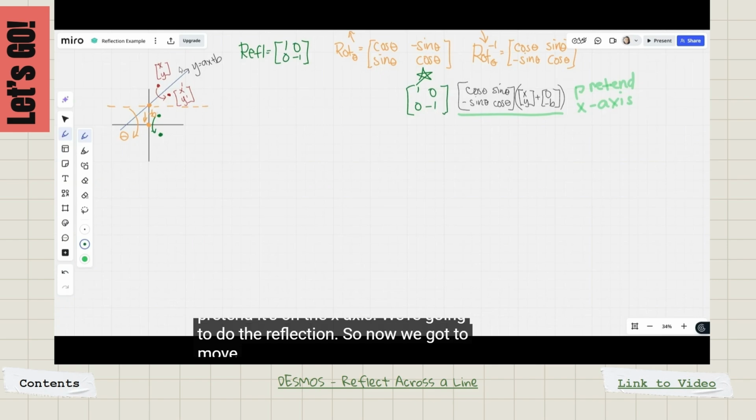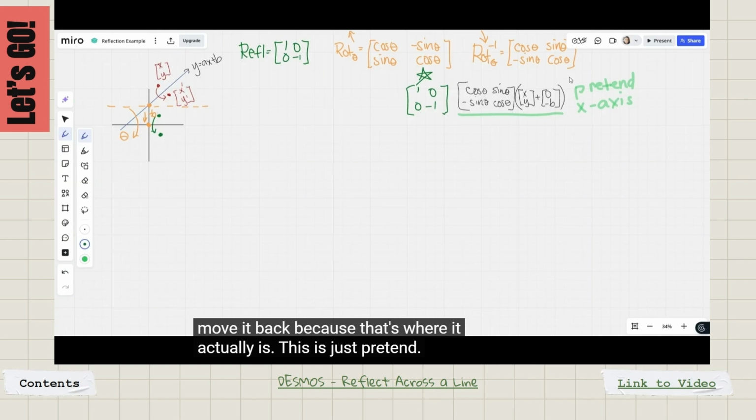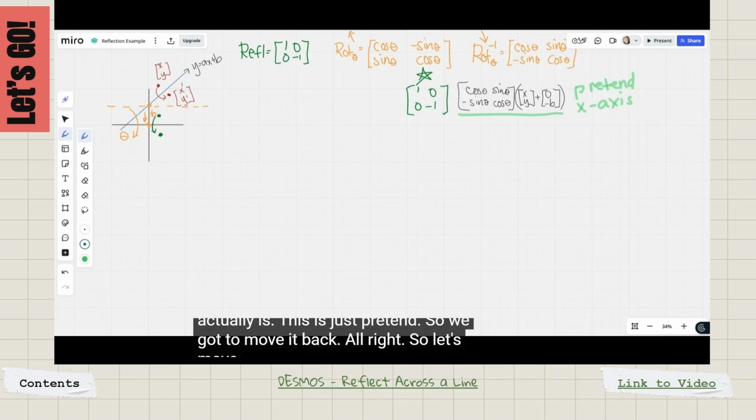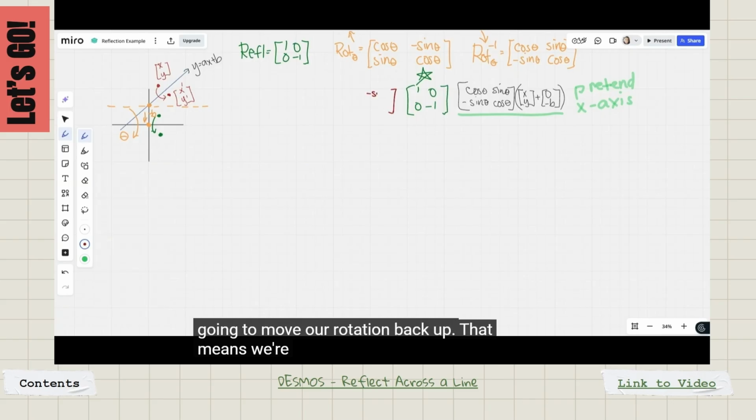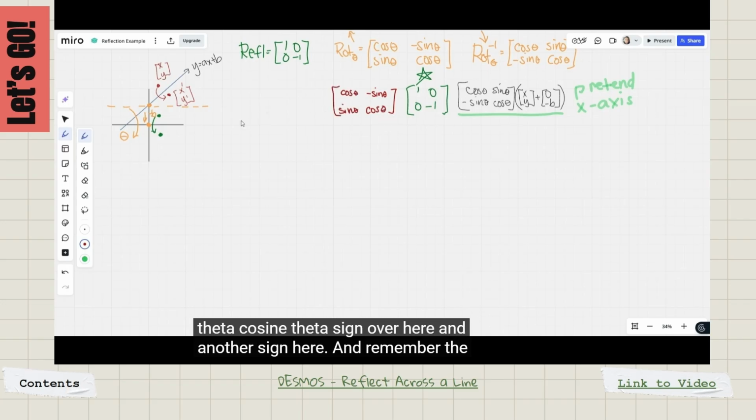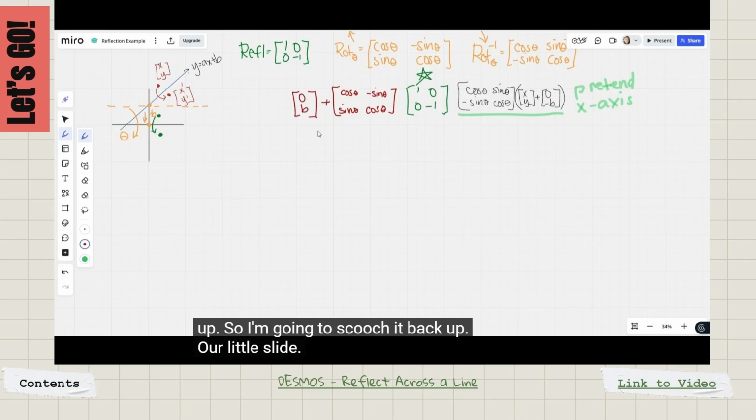So now we got to move it back, because that's where it actually is. This is just pretend, so we got to move it back. All right, so let's move it back. I'm going to pick a different color. So that means we're going to move our rotation back up. That means we're going to do a negative sine theta, cosine theta, cosine over here, and another sine here. And remember the little slide, we got to scooch it back up. So I'm going to scooch it back up, our little slide. And I'm going to highlight that so we remember what we're doing. This whole thing is to put it back.